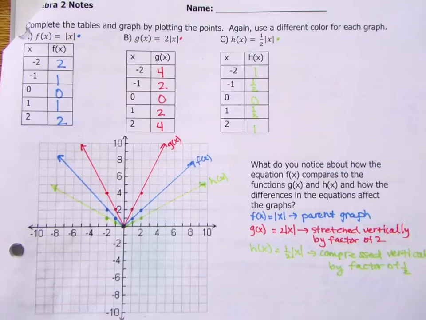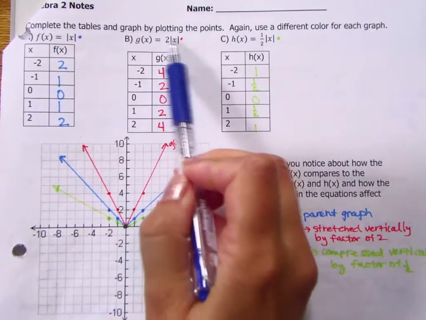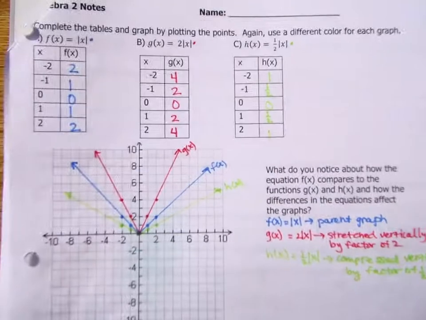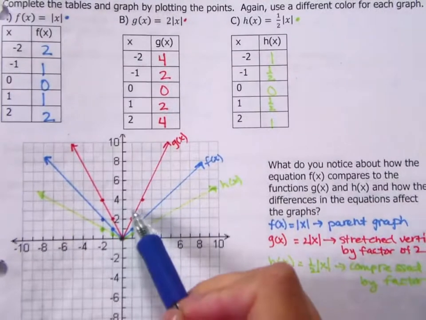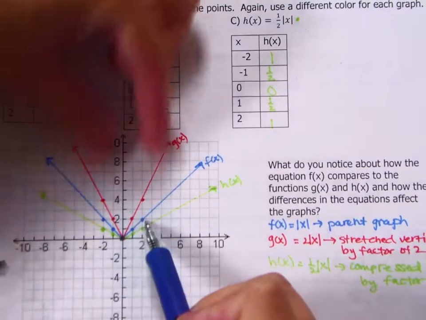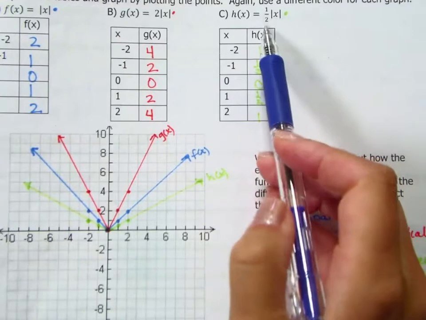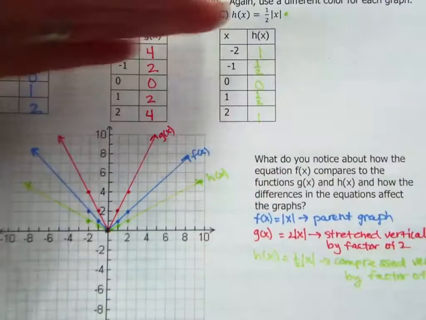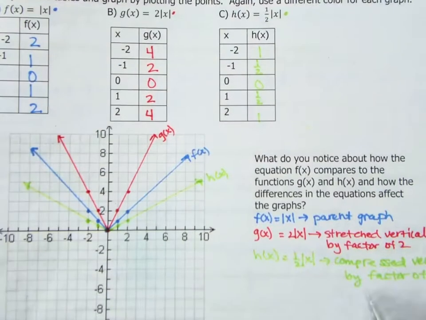So what you should have been seeing when we multiply on the outside of the absolute value by 2, from the blue to the red, what happens is it kind of stretches it vertically by a factor of 2. When we have that 1/2 out in front, that compressed it, made it wider. Okay, so those are some things that you wanted to mention over here.